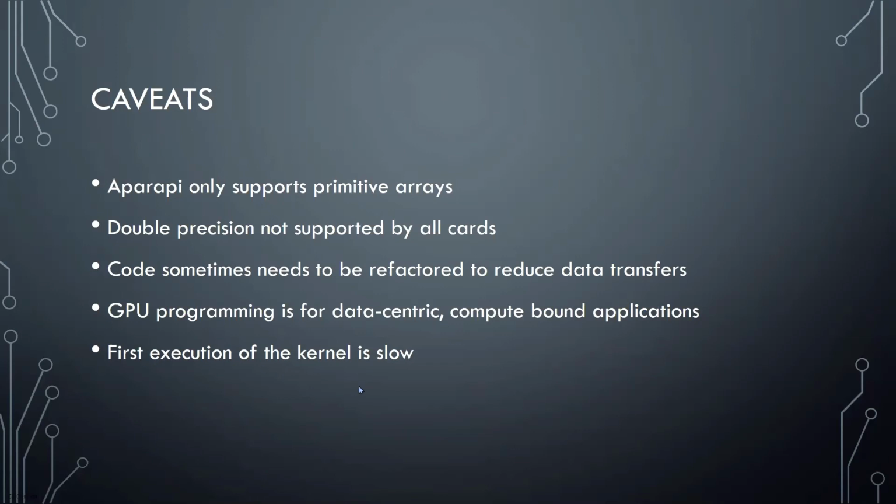The code needs to be refactored. I mean, not everything will work the first time on the GPU. And like I said, GPU programming is data-centric and compute-bound, so the more data and the more intense the computations, the better. Also, as you'll see in my demo now, the first execution of a kernel is very, very slow, because Aparapi converts that bytecode into actual OpenCL. It first needs to compile, then Aparapi comes in like a subroutine, analyzes the bytecode and converts it into OpenCL.